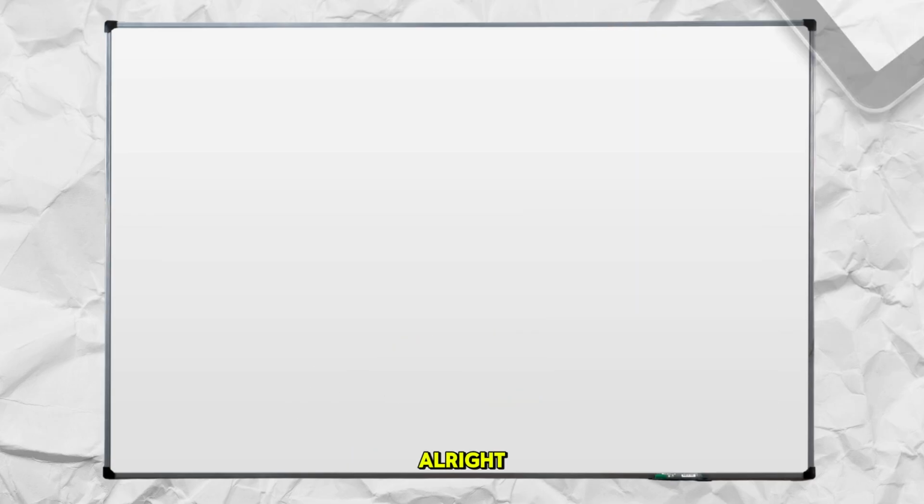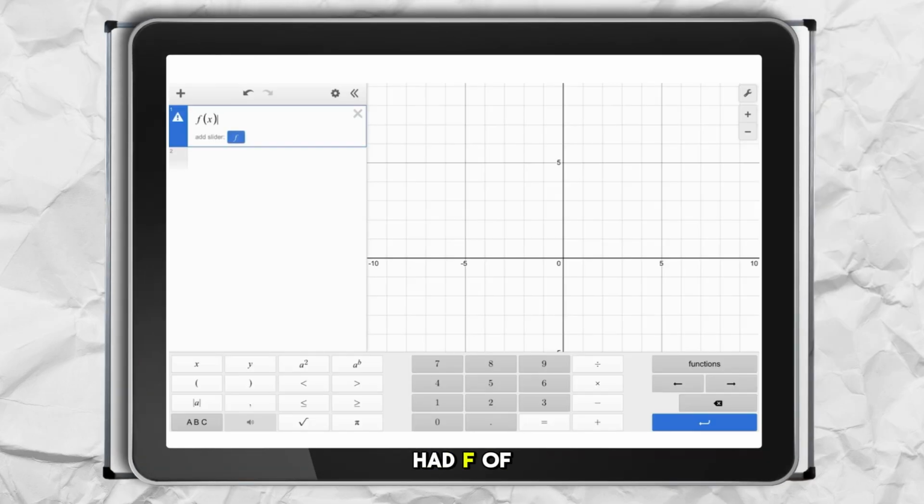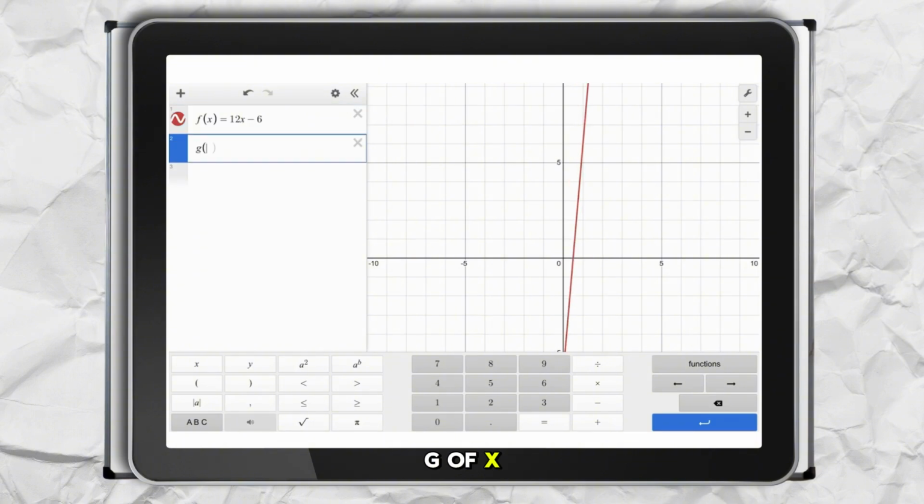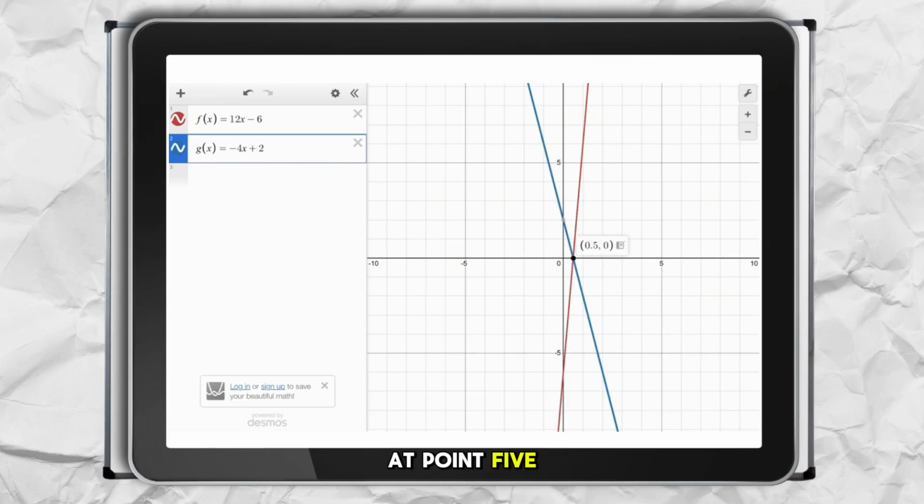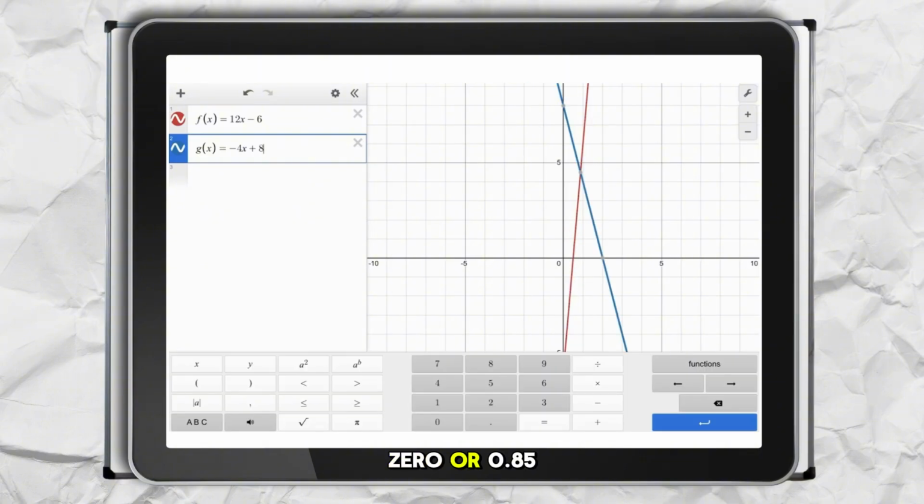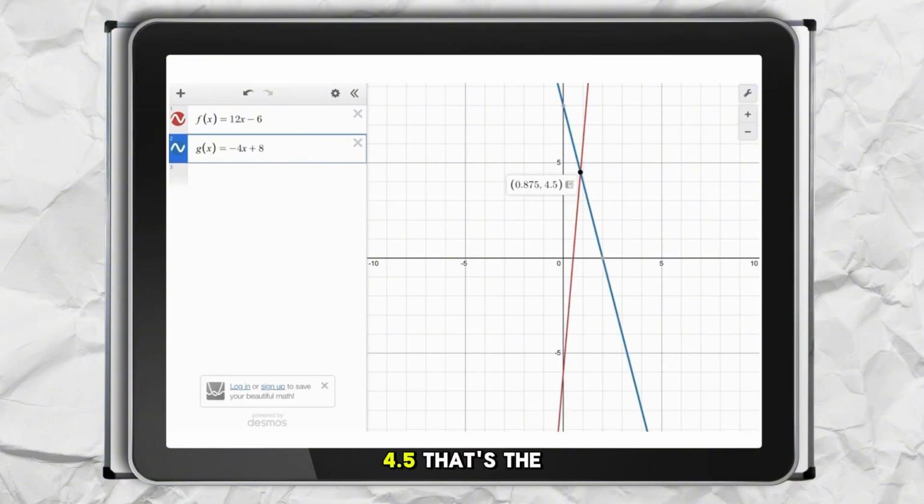So for example, let's say you had f of x equals 12x minus 6 and g of x equals negative 4x plus 2. I can see that they intersect at 0.5, or (0.5, 4.5). That's the solution. So if you're ever looking for where these things are equal, or where they happen to be the same, that's how we solve systems of linear equations.